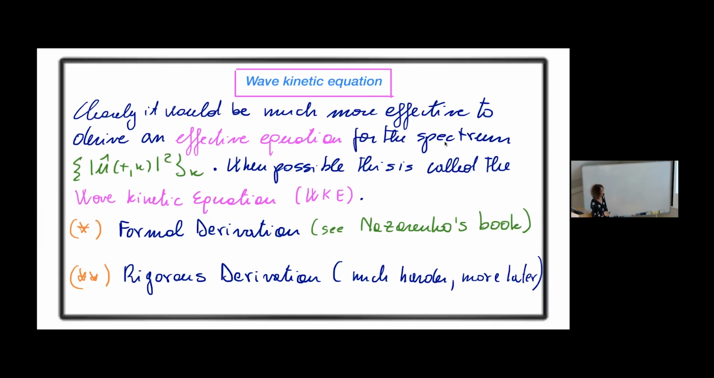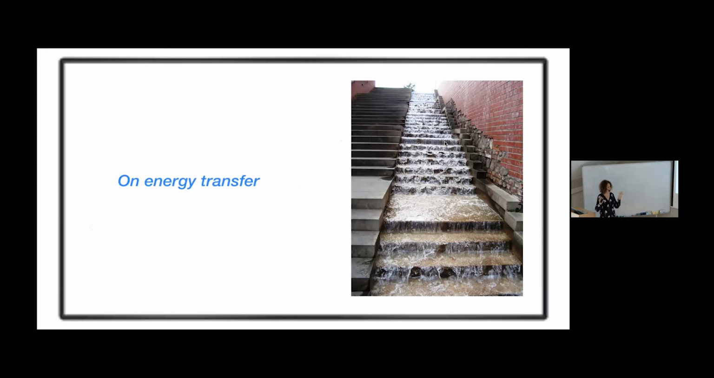So there are these two ways of thinking about it, these two problems of, let's think about energy transfer. One is the original idea of Bourgain. It has no probability whatsoever in there. Everything is completely deterministic. And then there is the second idea, which is the idea of deriving an effective equation, which is the wave kinetic equation. And that's done when you have to assume that you have a weak nonlinearity.